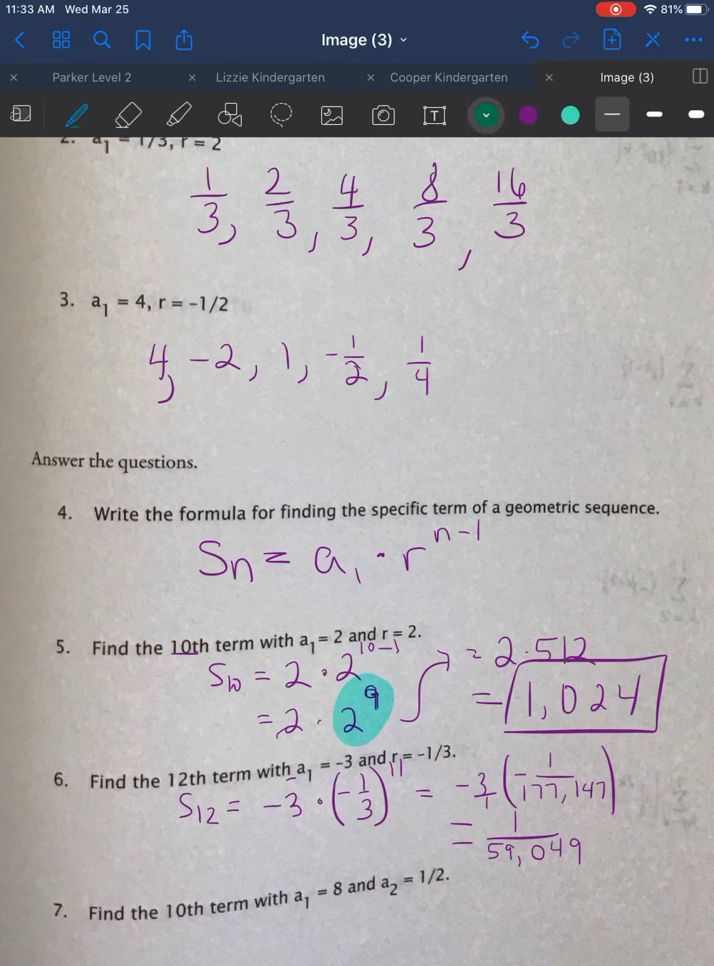So to get this 177,000 number, I did 3 to the 11th power. To get that, and it goes in our denominator. Both the numerator and the denominator get your exponent.